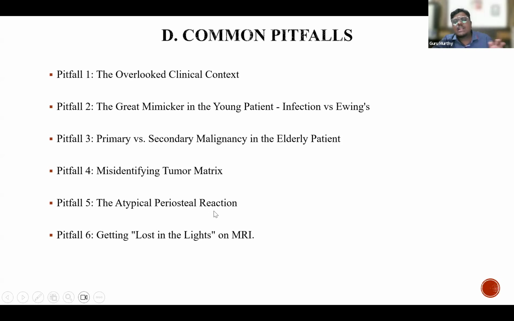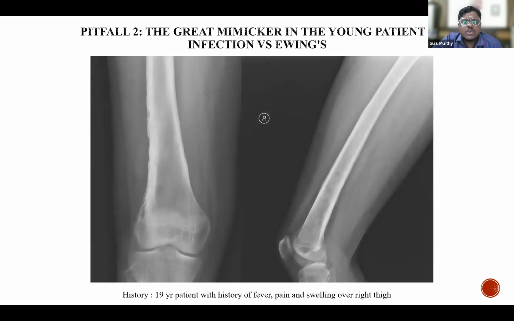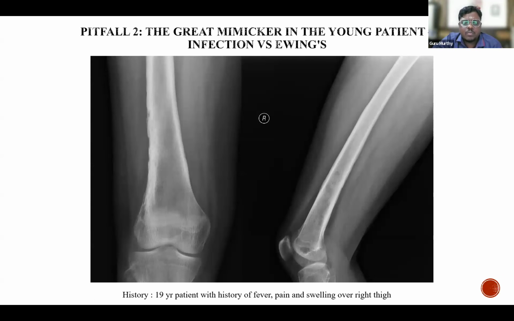So overlooking clinical context is about the clinical scenarios you will encounter. Here is a case of a 19-year-old patient with a history of fever, pain, and swelling over the right thigh. Whenever there is fever, pain, and swelling, you will think of infection. But you have to be aware that Ewing sarcoma can also present in a similar picture. Ewing sarcoma can also have fever, and can present with fever, pain, and swelling.